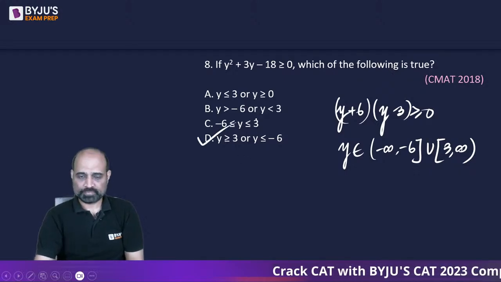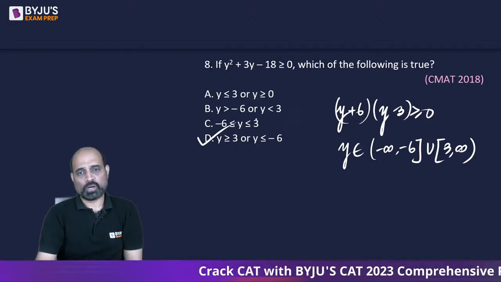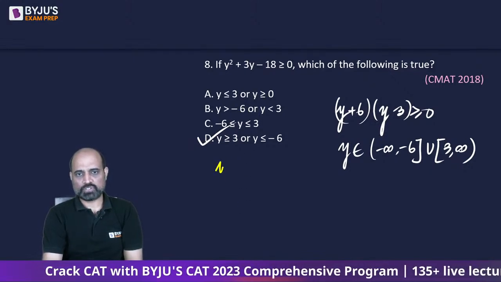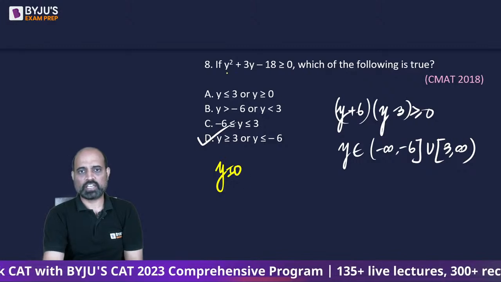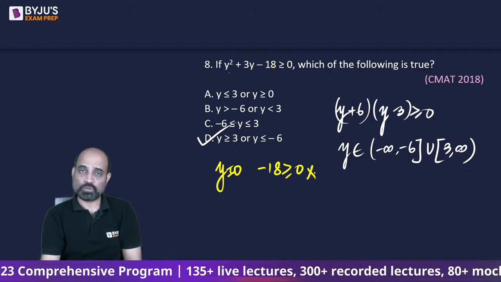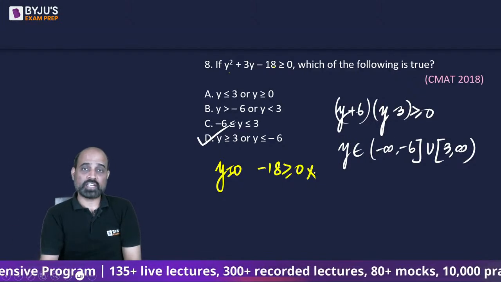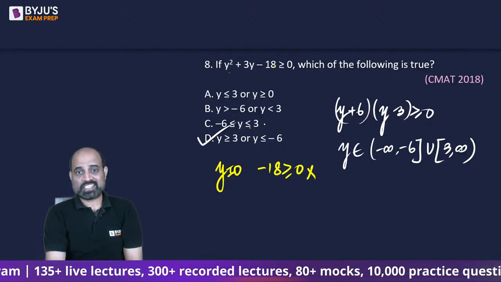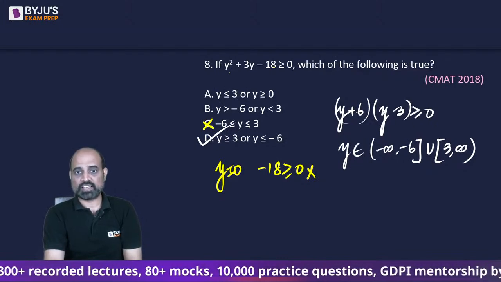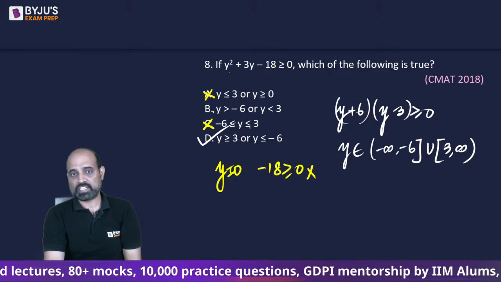D is the answer. The other would be using the options. If I look at the options, I can see 0. So let us put the value of y as 0. If I put 0, I will get -18 greater than equal to 0, which does not hold. So that means 0 is not acceptable. 0 exists in option C, so C is eliminated. 0 exists in option A, this gets eliminated.